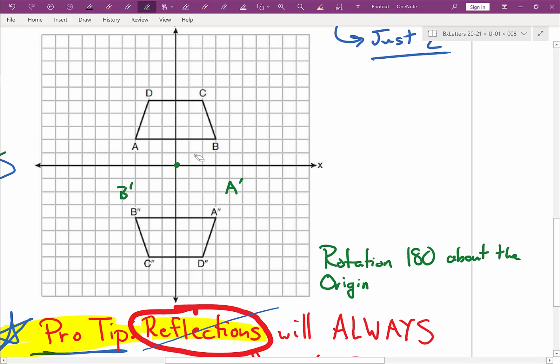I'm going to clean this up. I'm going to repeat for D. So that's down 2, 4, 5, and over 2. Down 2, 4, 5, and over 2. That means D prime will land here. And I know I'm speeding through this, but I'll do the last one for you.